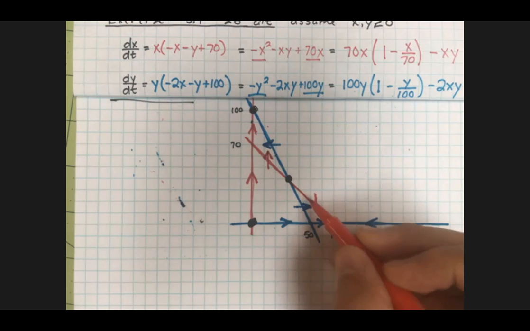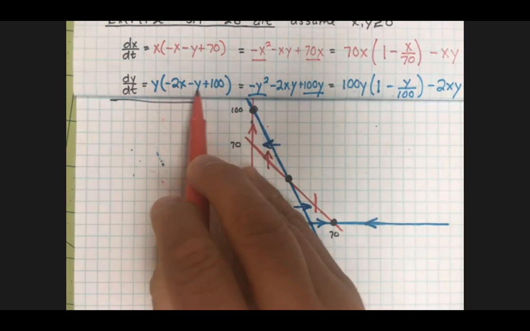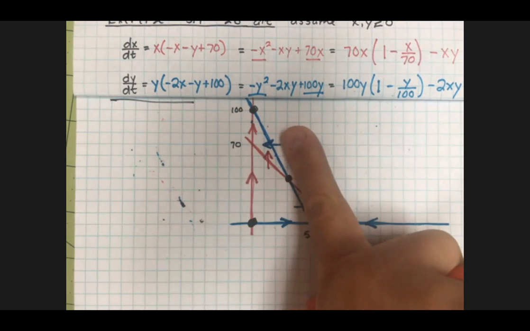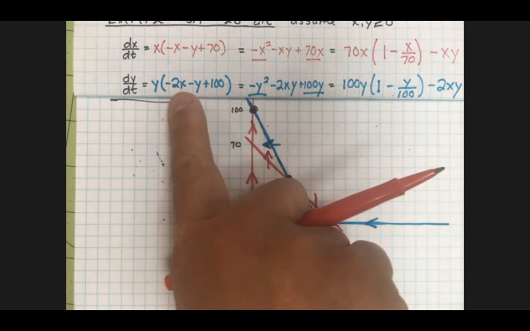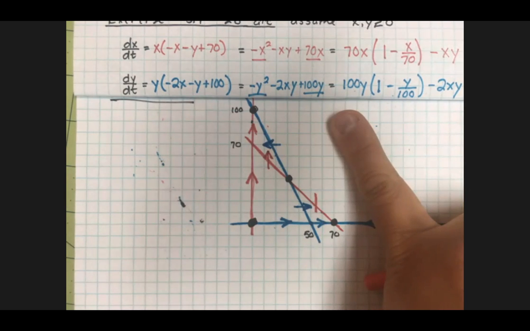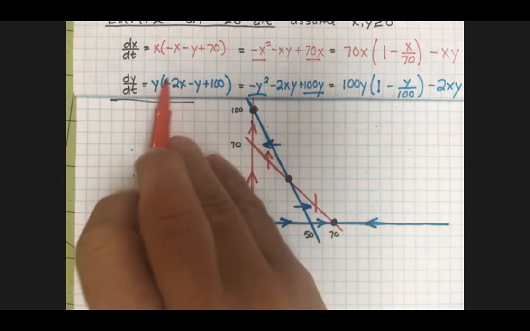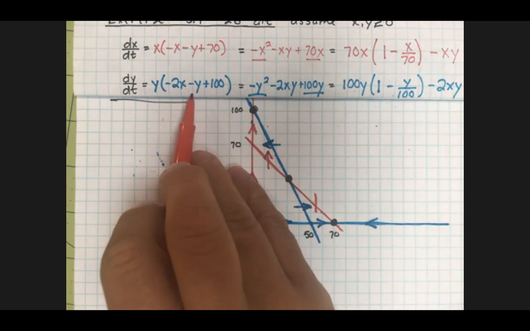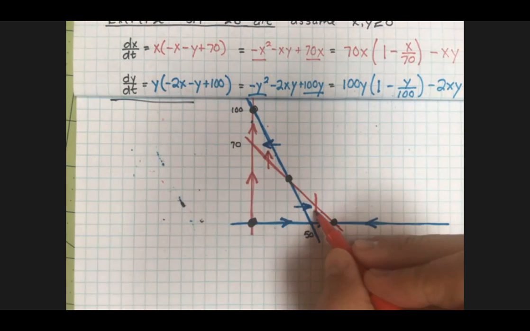I'll do that with the other argument. So on this blue line, 2x plus y is 100. But if you go above the blue line, you have to check this because you have to watch the signs of your variables. 2x plus y is more than 100, right? So if 2x plus y is more than 100, then this negative stuff wins, and this piece is negative. So positive y, negative term here, that means I'm going down.